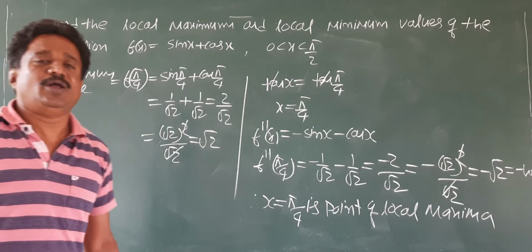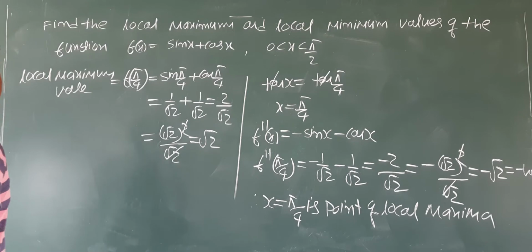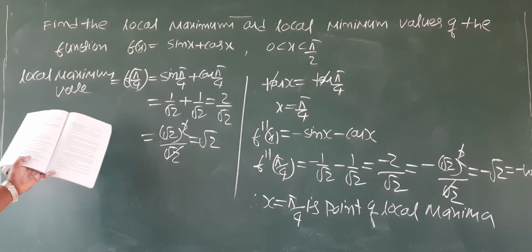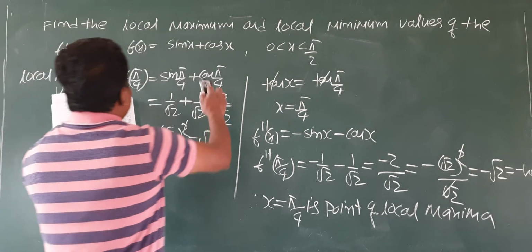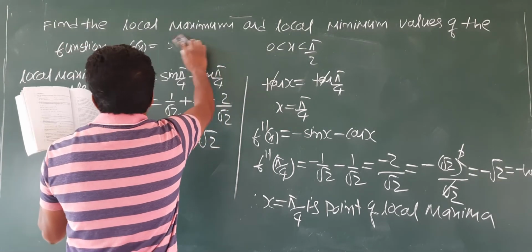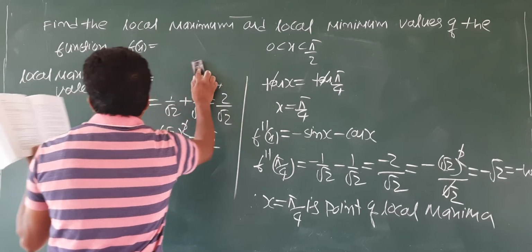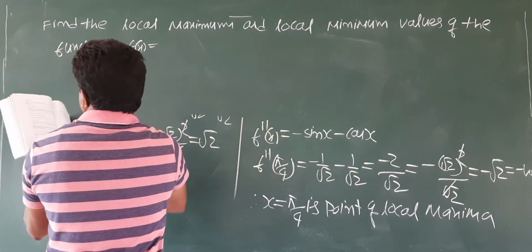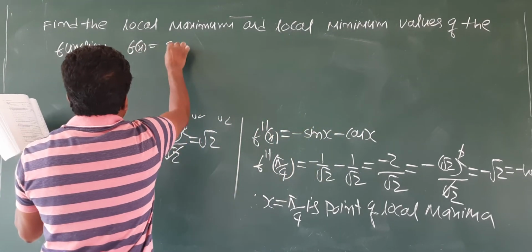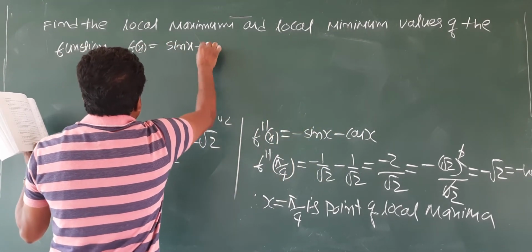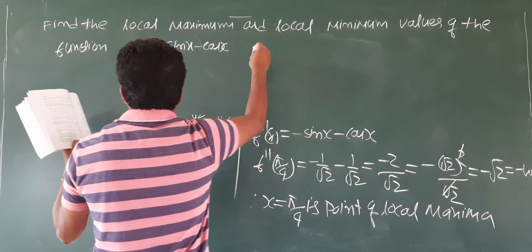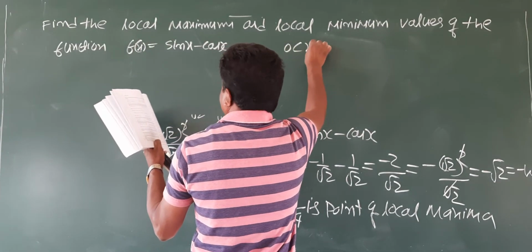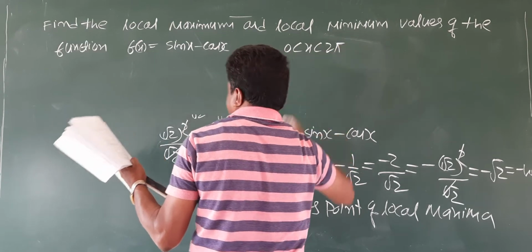Let us solve one more question of the same type. Find the local maximum and local minimum values of the function f(x) = sin x minus cos x, where 0 is less than x less than 2 pi.